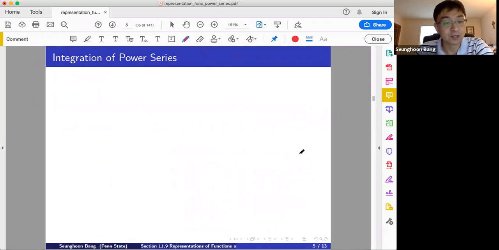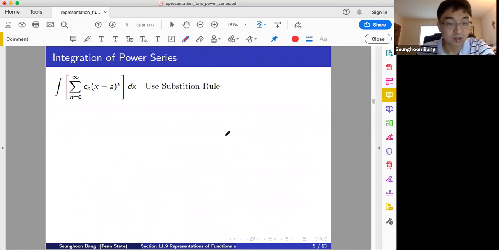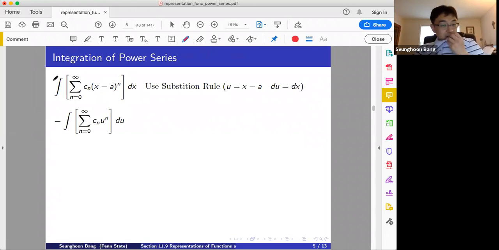Integration of power series. How can you do that? The power series is given, you can take the integral. Here, just use the substitution rule. The u is the inner function x minus a, and du is x minus a prime dx, which is only dx. So like this one, we can change it. We can replace x minus a by u, and dx by du.